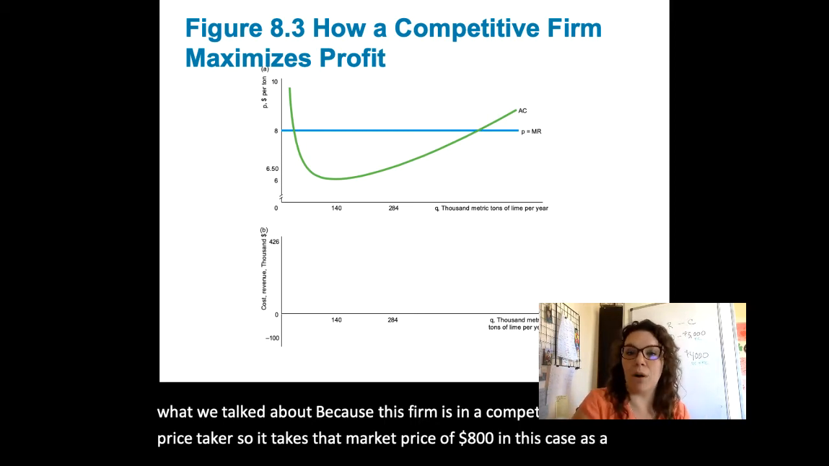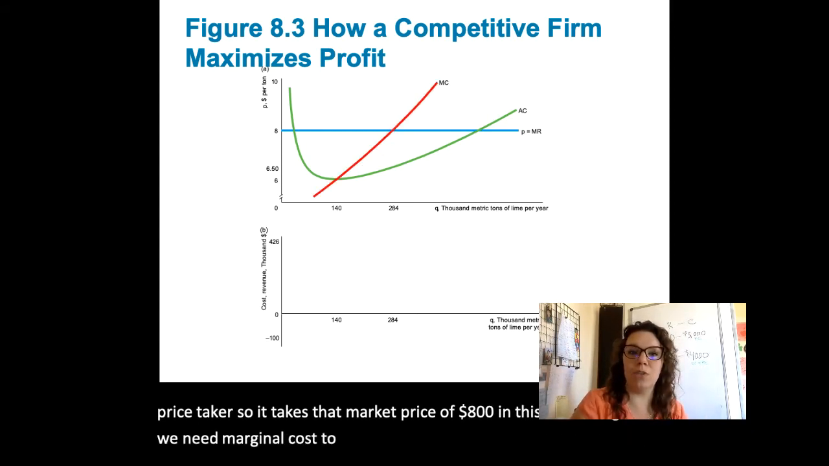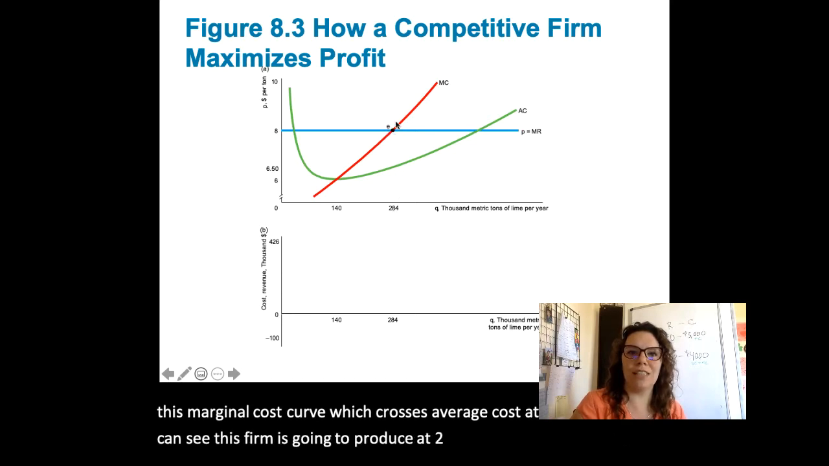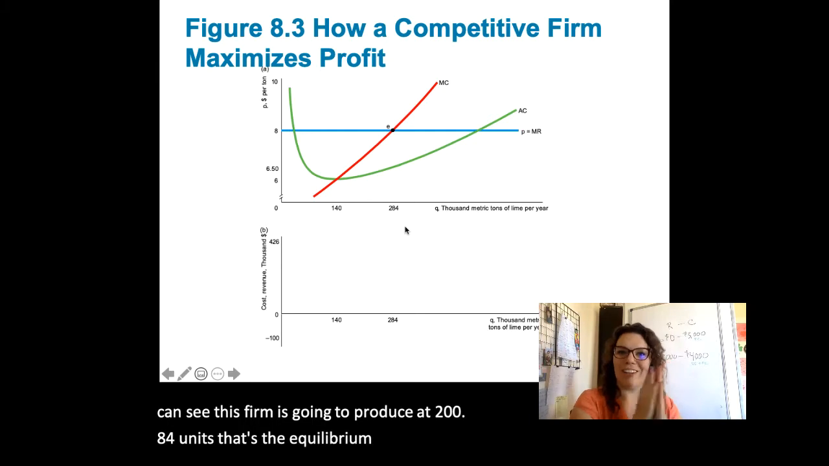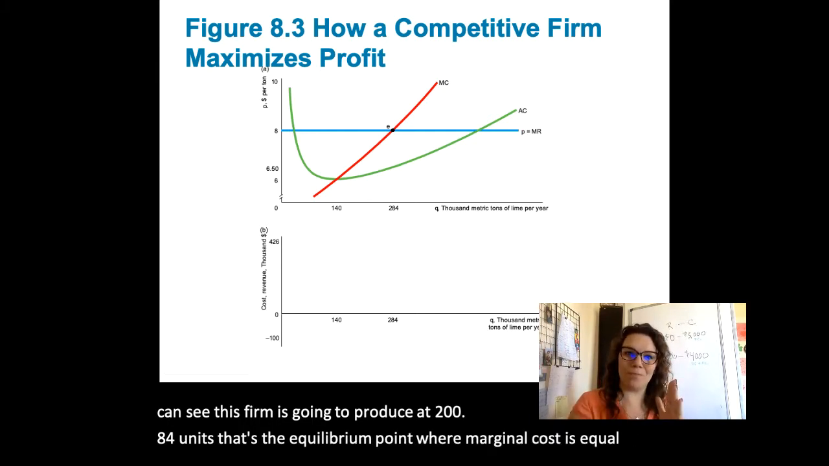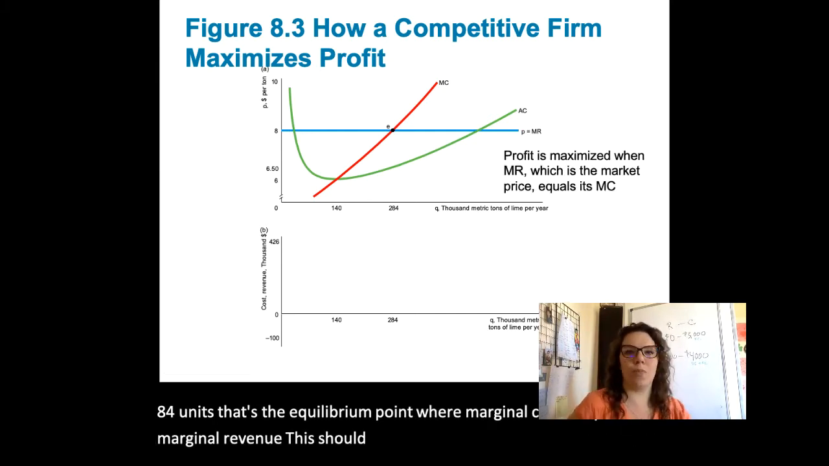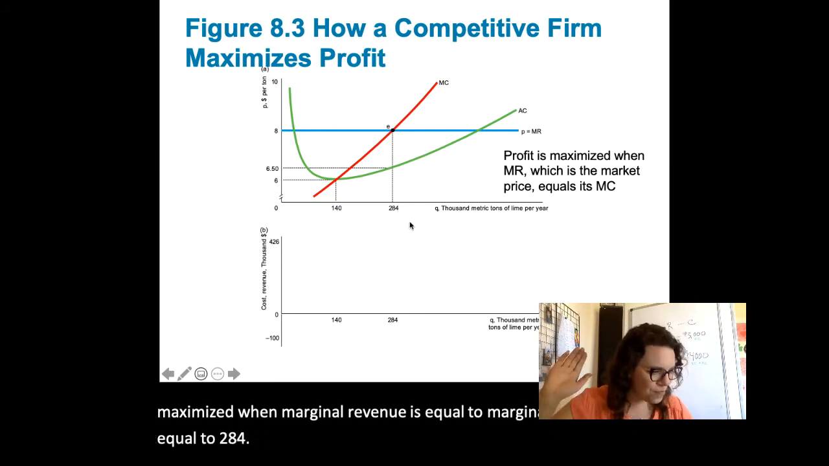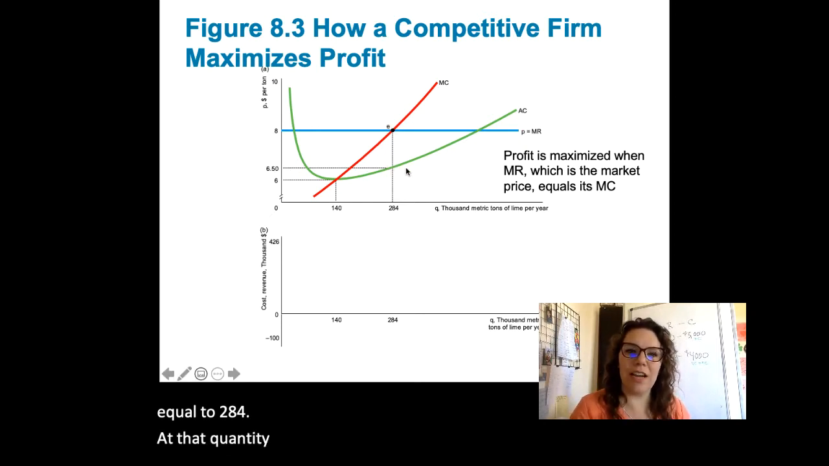We need marginal cost to see how this firm is going to produce. Given this marginal cost curve, which crosses average cost at its minimum, we can see this firm is going to produce at 284 units. That's the equilibrium point, where marginal cost is equal to marginal revenue. This should be somewhat of a review. So profit is maximized where marginal revenue is equal to marginal cost. That's at Q equal to 284.